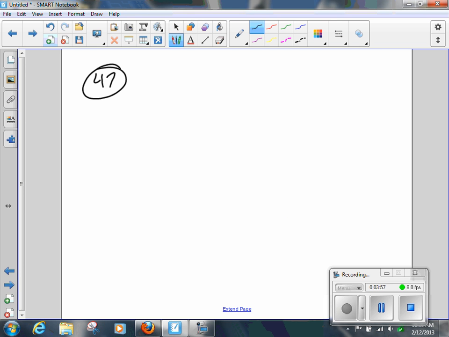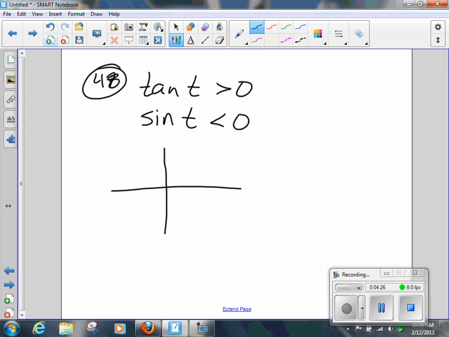Did we say 47? Did anybody have a question on 47? 48. Okay. I knew it was one of those. All right. So let's look at 48. 48 was tangent and sine, correct? Tangent's positive and sine is negative. Is that what it said? Which quadrant?